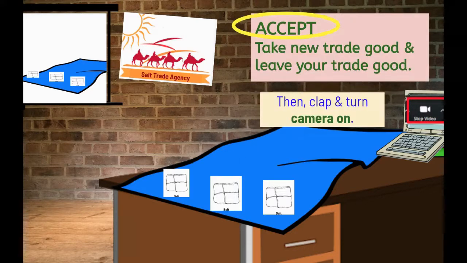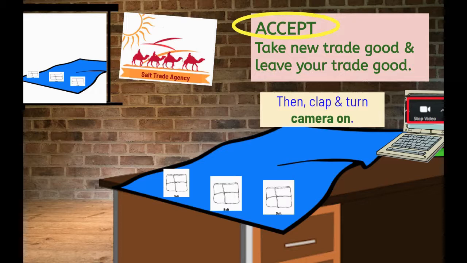Let's just say they accept. You take the new trade good. In this case, it's a salt trader looking at the offer. So they take the gold. That's the new trade good for them. And they leave their trade good. That's the salt. Then they clap.